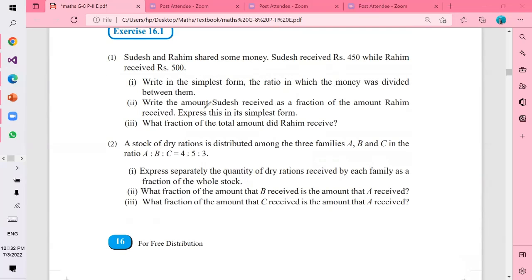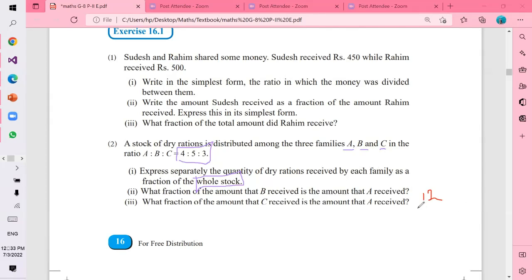A stock of dry rations is distributed among the 3 families A, B, and C. The ratio is 4 to 5 to 3. Express separately the quantity of dry rations received by each family as a fraction of the whole stock. So whole stock means total. So what we need to do is we need to add all these parts. Then what is the answer, Viara? 12. 12, yes. So we got an answer.